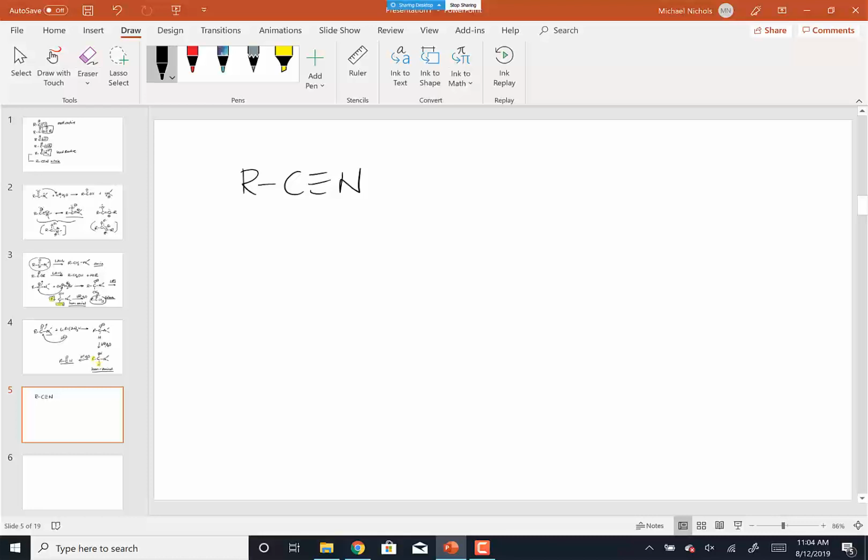What do you want to add to this? Let's start with something easy. Let's add one H minus with lithium aluminum hydride. What's the H minus going to do? Attack.